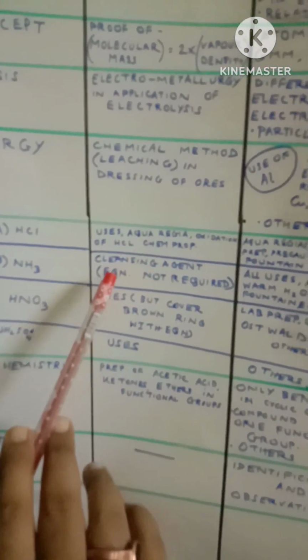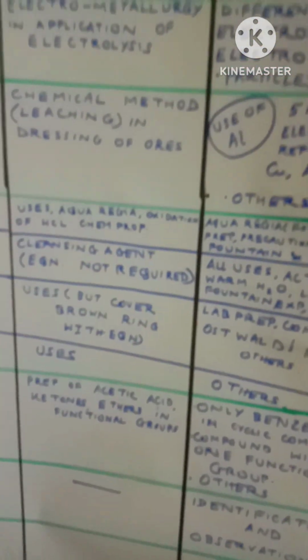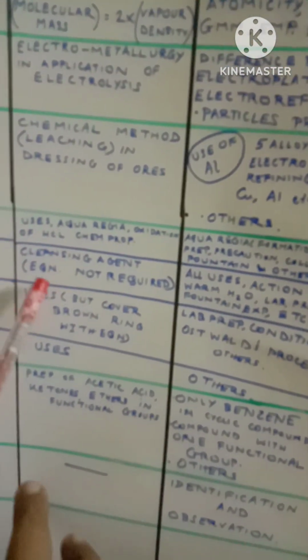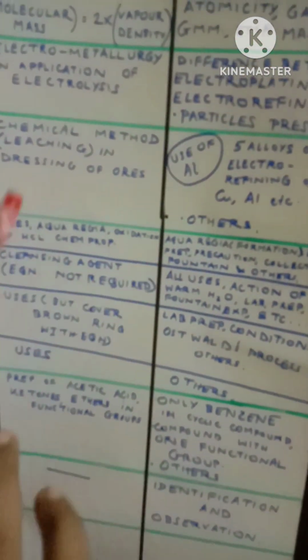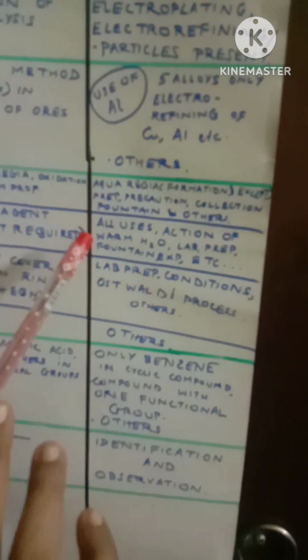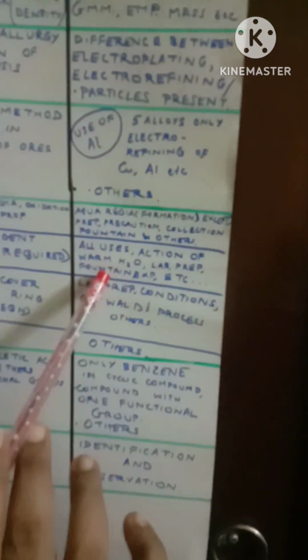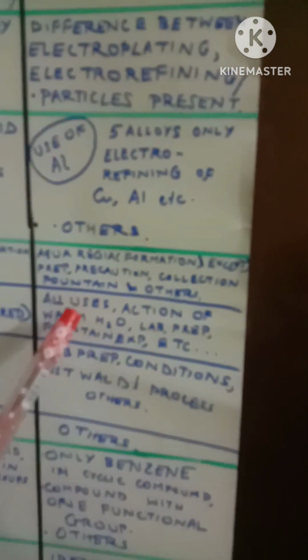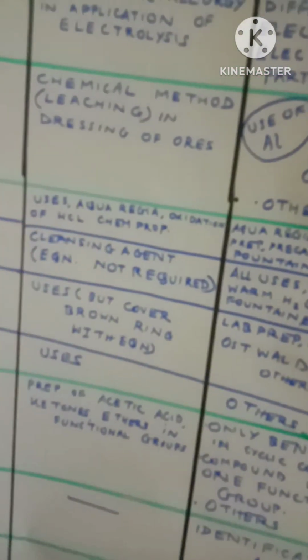Now coming to ammonia, the cleansing agent equation is not required. Cleansing agent, how it is working, you must study. Equation is not required. It was taught in the class just for your knowledge. Now uses, action of warm H2O, laboratory preparation, fountain experiment, collection and all, whatever their properties are, etc. This is where you should focus the most, but the rest you should also focus on, only excluding this part. I hope I'm clear to everybody.